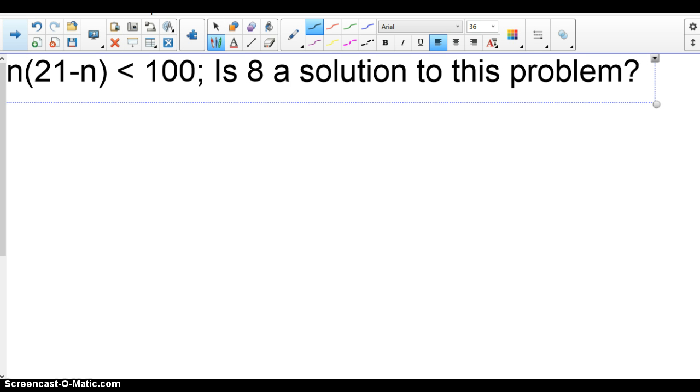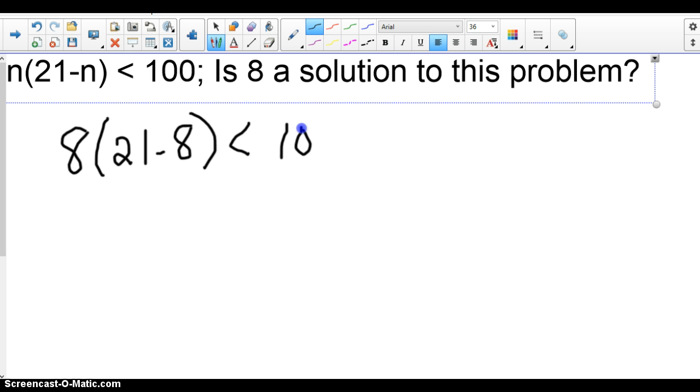Other types of problems you will see is a solution is given to you and you have to determine, is it a true solution or not a solution at all. So we've got an inequality here, n times 21 minus n is less than 100. Is 8 a solution to the problem? Is 8 part of that solution set? So in order to figure that out, you would need to substitute in the 8 where the n is located. So we're going to put in 8 times 21 minus 8 is less than 100.